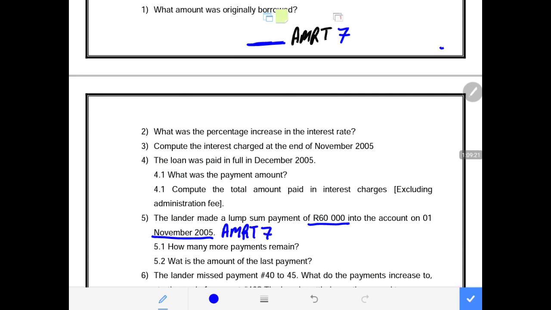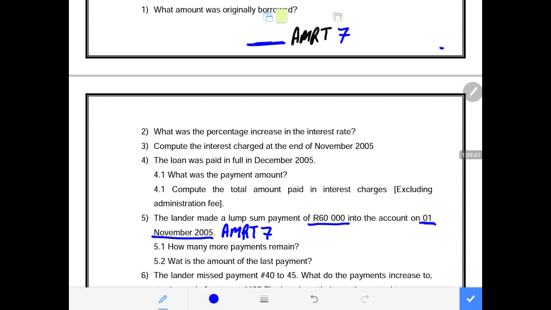Amort 7, which is April, May, June, July, August, September, October. Meaning we'll get a balance at the end of October, which is the balance at the beginning of November. Now, remember, my calculator is still not cleared. I did not clear it at all. So now I can just go to my amount.